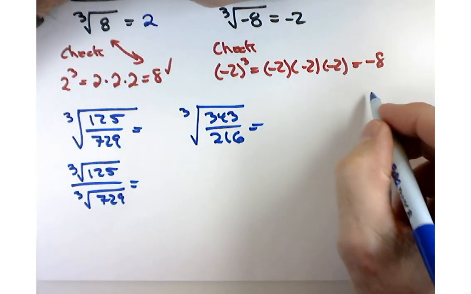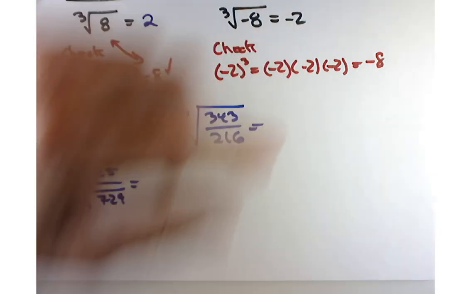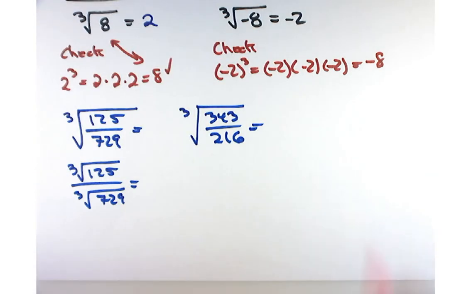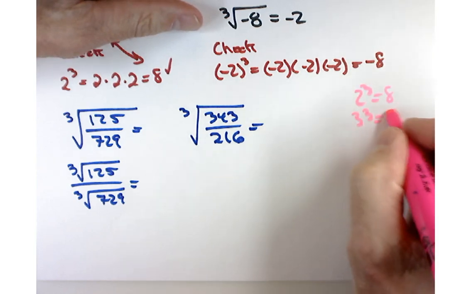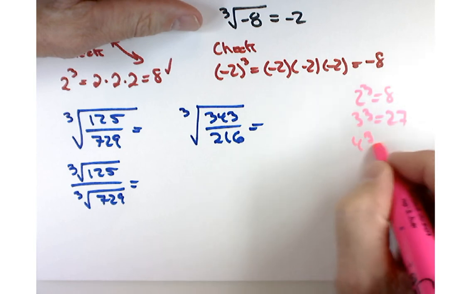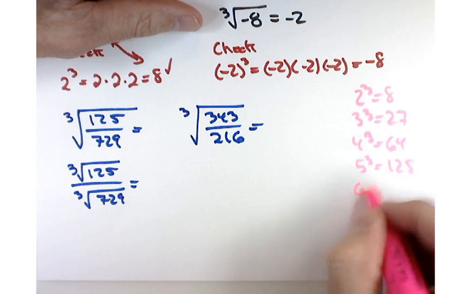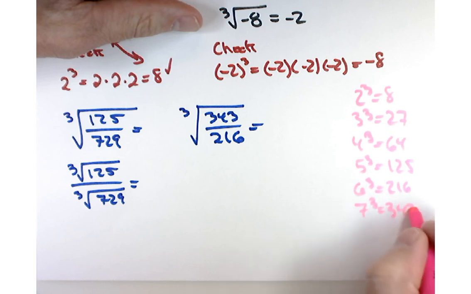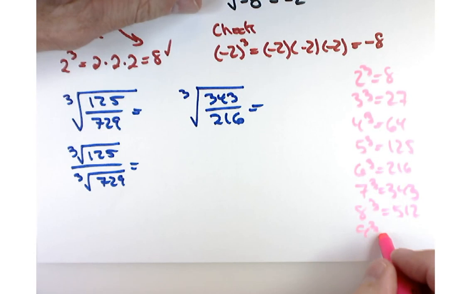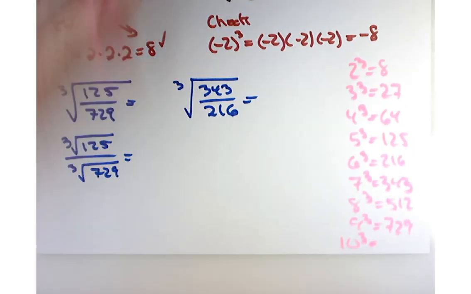While you do that, I'm going to list out the first 10 perfect cubes. So do that on the right-hand side here. Let's see. 2 cubed is 8. 3 cubed is 27. 4 cubed is 64. 5 cubed is 125. 6 cubed is 216. 7 cubed is 343. 8 cubed is 512. 9 cubed is 729. And can anyone tell me what 10 cubed is? 1,000.